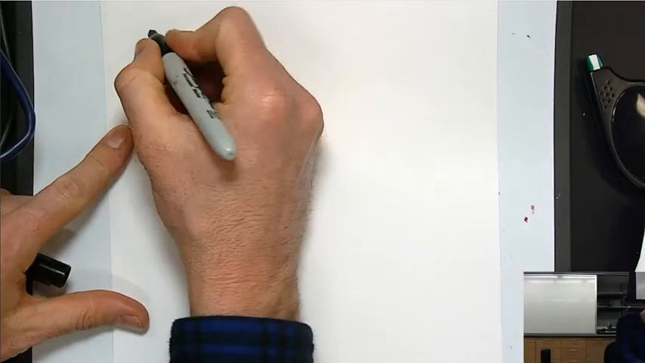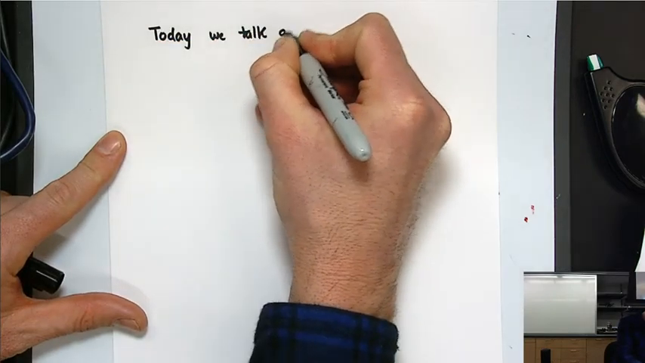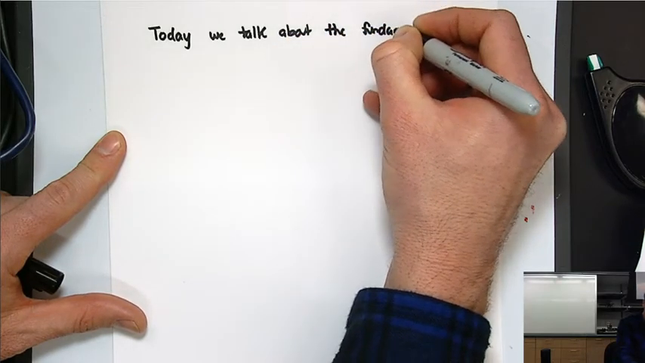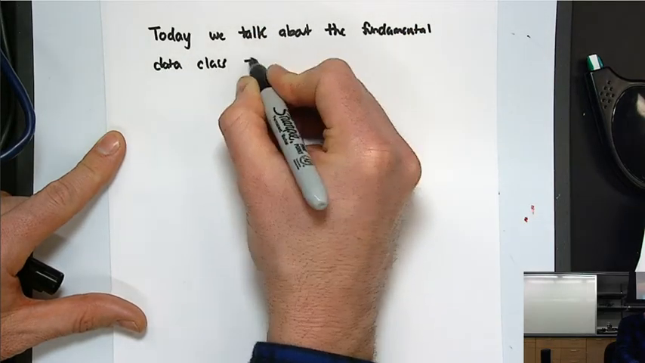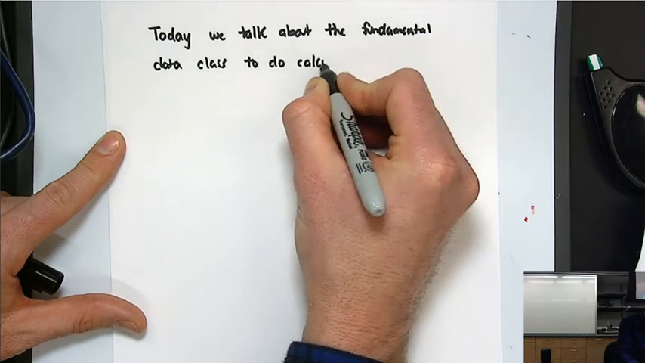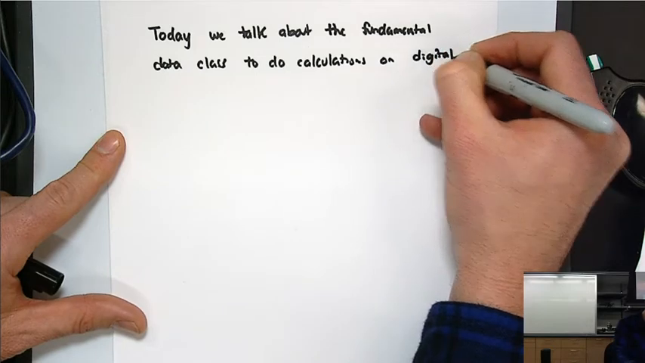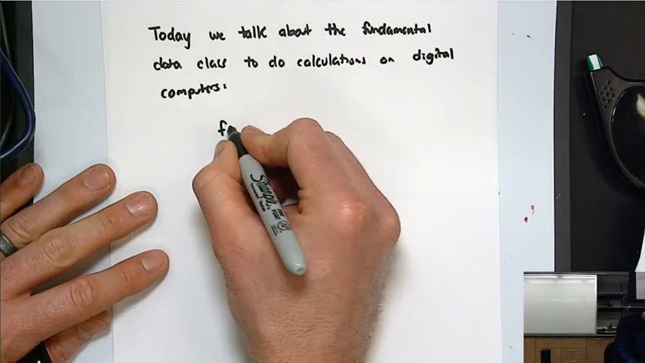So what we're going to talk about today is the fundamental currency data class to do calculations on digital computers, which is floating point numbers.